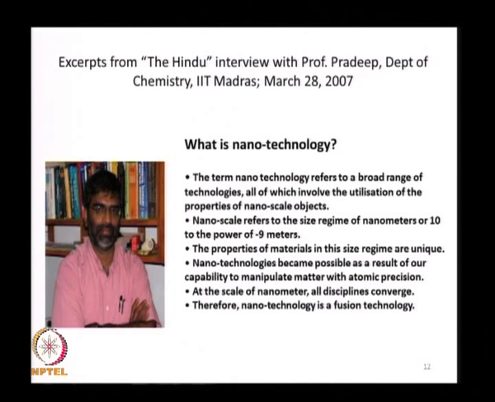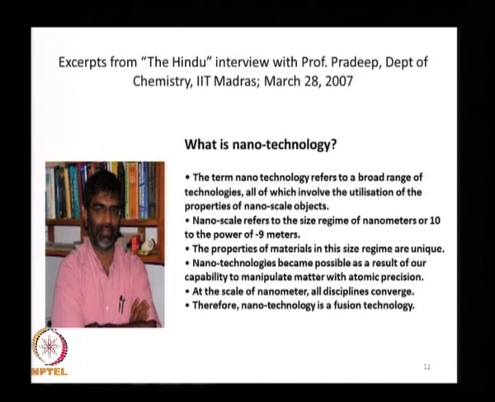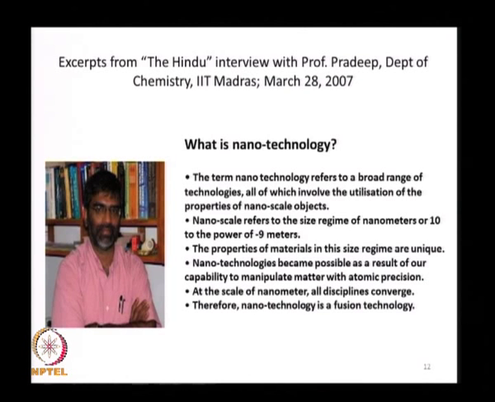Now, IIT Madras has been one of the leading research institutions in nanotechnology, and Professor Pradeep in the Department of Chemistry has done a lot of work in this area. This was an interview from him in the Hindu newspaper in 2007, now defining nanotechnology. The term nanotechnology refers to a broad range of technologies, all of which involve the utilization of the properties of nanoscale objects, the unique properties of nanoscale objects.